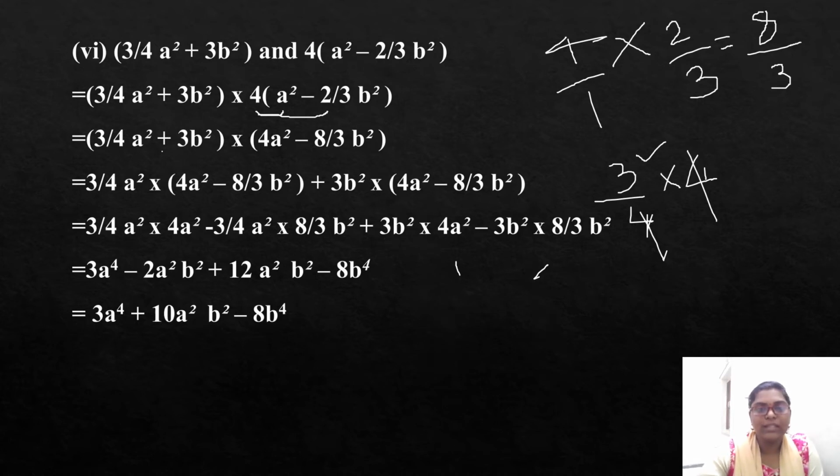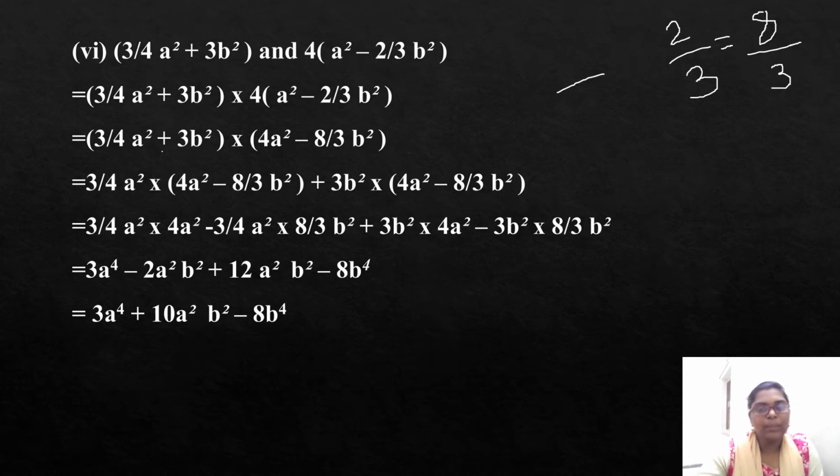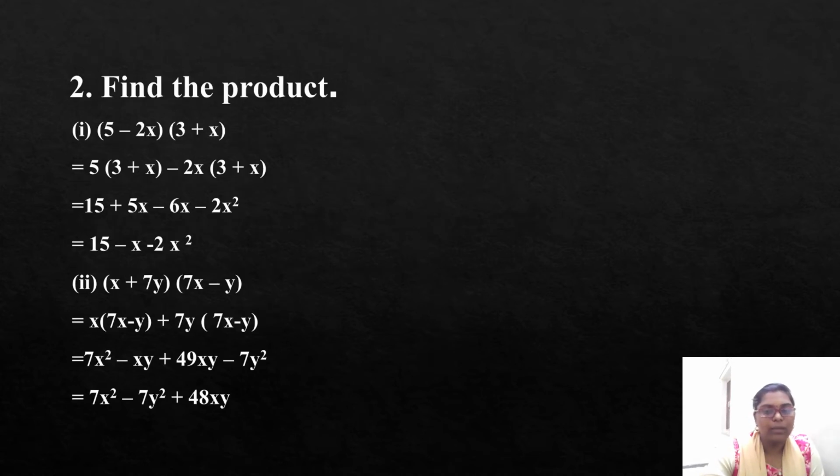First, the 4 is there. Multiply the 4 into that full term. Next, what you have to do? Separate term. As usual, we will multiply. Like that, we have to multiply. So, your next problem. Find the product. 5 minus 2x into 3 plus x.